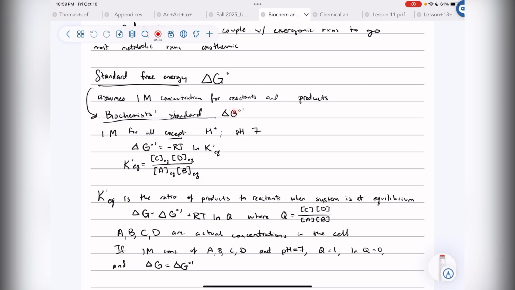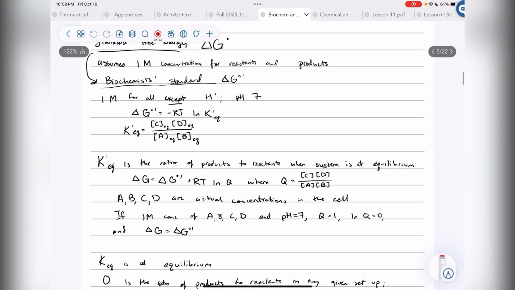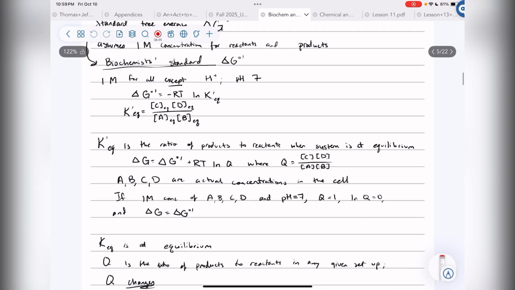So that's delta G standard with this apostrophe, and that's 1 molar concentration for all reactants and products, except for hydrogen, the hydronium ion. They keep that at a pH of 7 because most things in the body are happening at that pH, right? It wouldn't make sense to have like 1 molar hydrogen. And so this is the formula for your standard delta G. It's negative RT ln of the K of equilibrium.